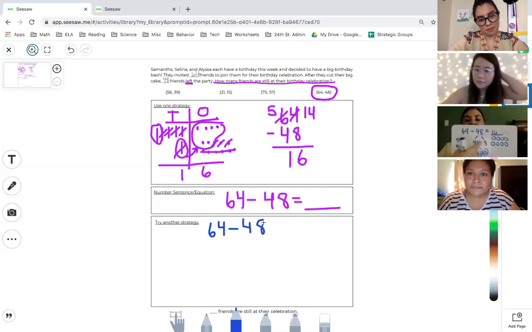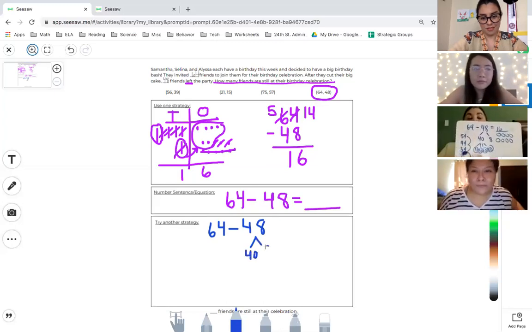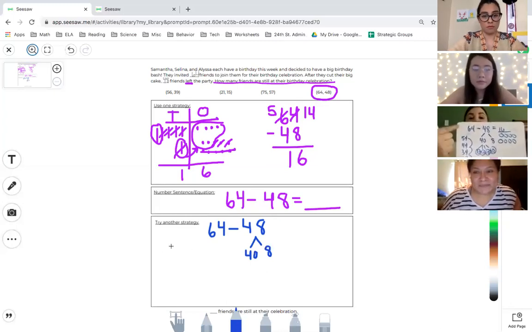I know that that 48 is made up of a 40 and an 8. So I'm going to start by taking out that 40 out of that 64. And I know 40 is made of 4 tens. So I'm going to count back by taking away those 4 tens from 64.